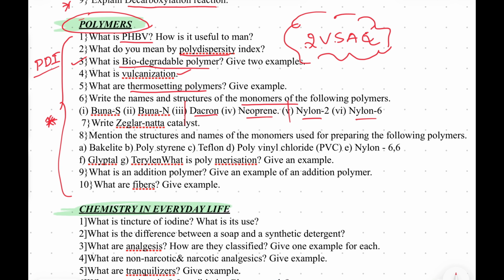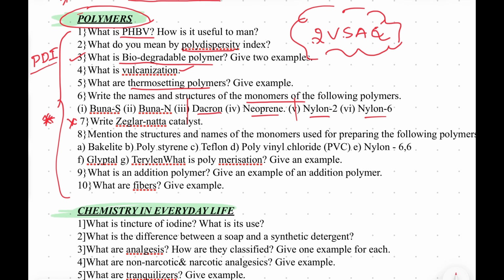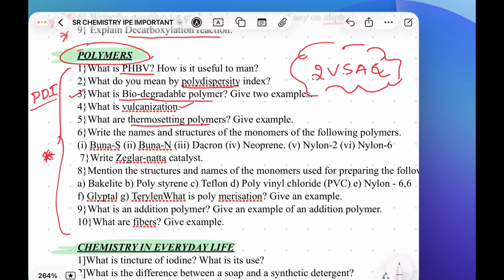Clear, friend? Next one, very important, very important question. Ziegler-Natta. So many times asked this question. Ziegler-Natta. Okay. So don't forget this. Ziegler-Natta is a very important question. Okay, so Ziegler-Natta.